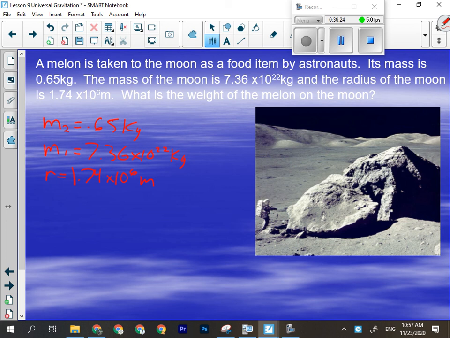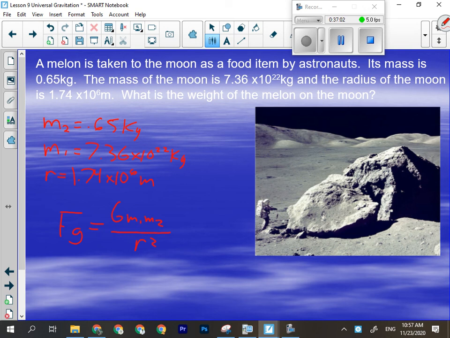That's a lot. It's like 1,700 kilometers. The radius of the moon is 1,700 kilometers. Comparatively, the Earth is 6,370 kilometers in radius, so bigger than you probably thought. All right, so I've got these numbers. Now I want to calculate the weight of the melon, that is the mutual gravitational attractive force between these two masses. So I'm going to take big G, the universal gravitational constant, multiply it by the two masses, and then divide by the separation distance squared.